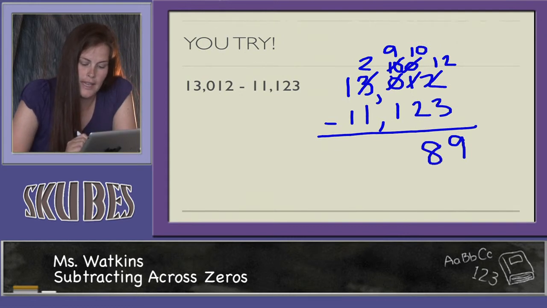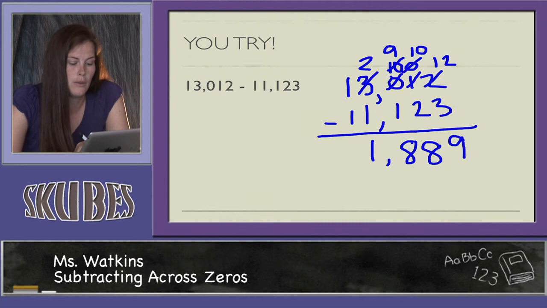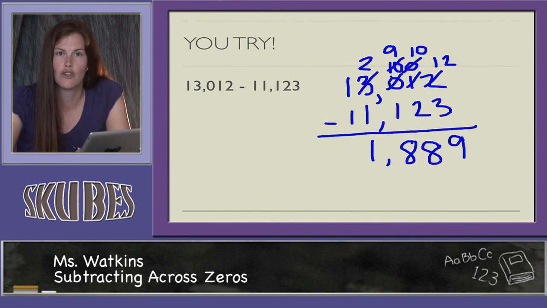10 minus 2 equals 8. 9 minus 1 equals 8. 2 minus 1 equals 1, and 1 minus 1 equals 0. So my answer is 1,889. This concludes our lesson on subtracting across zeros.